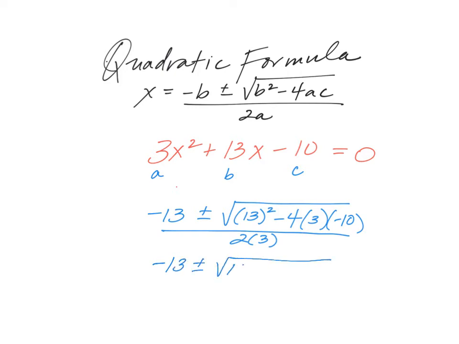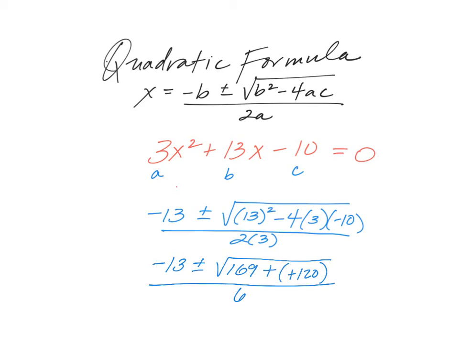13 squared is 169, and then I'll be subtracting 4 times 3, which is 12, times negative 10, which is negative 120. Notice how I'm subtracting a negative, and I have that in parentheses here, but to help myself, I'm going to go ahead and change that to plus a positive. And that whole thing will be divided by 6.